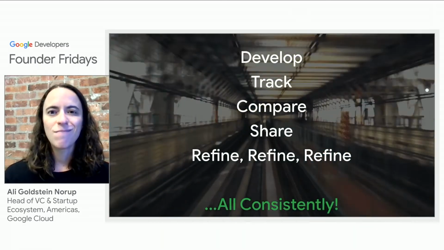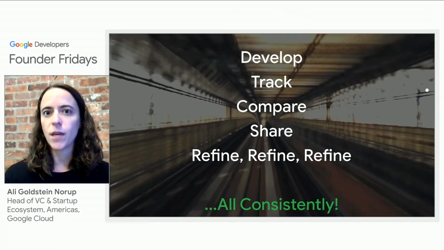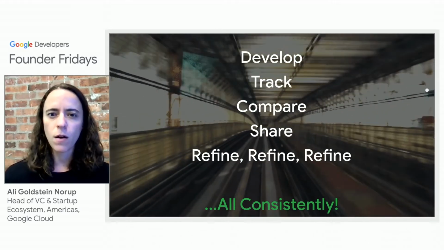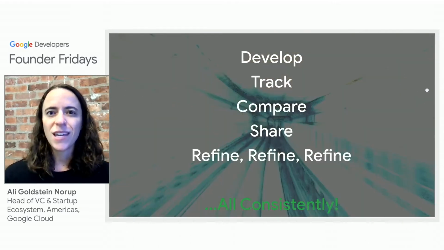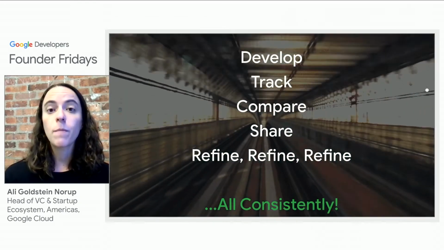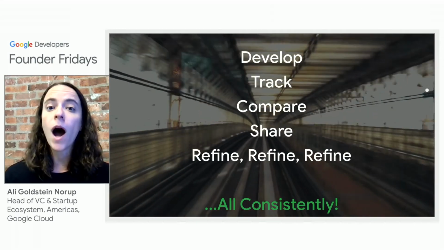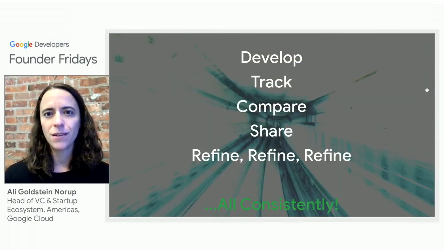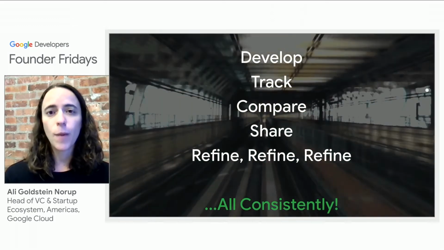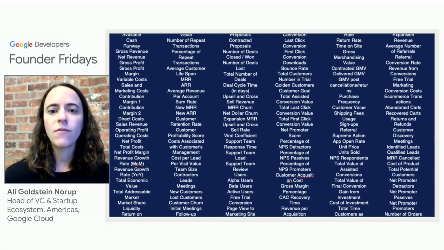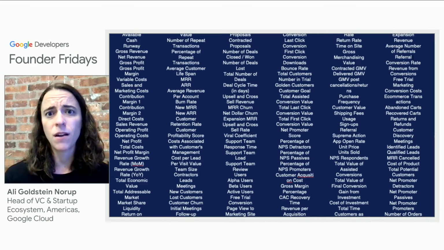With that, let's also talk about the practice of KPIs. You can set your KPIs, you can relate them to your OKRs, but more specifically, it's really important to develop them, track them, compare them, share them. Why? Because you're going to be refining those KPIs all throughout. And to my next point, let's talk about doing it consistently. There are a lot of KPIs that you can specifically have. This is just a quick snapshot of them.